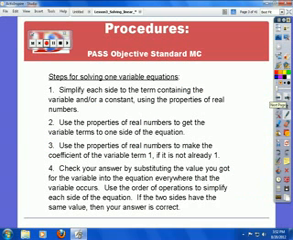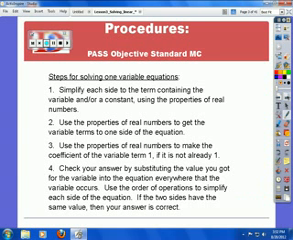Our process for solving equations involves using the properties of real numbers. We want to simplify each side of the equation first. To simplify each side of the equation, you use the properties of real numbers so that you can get it down to constants and variables. Then you're going to use the properties of real numbers to get all of the variables on one side and the constants on the other side.